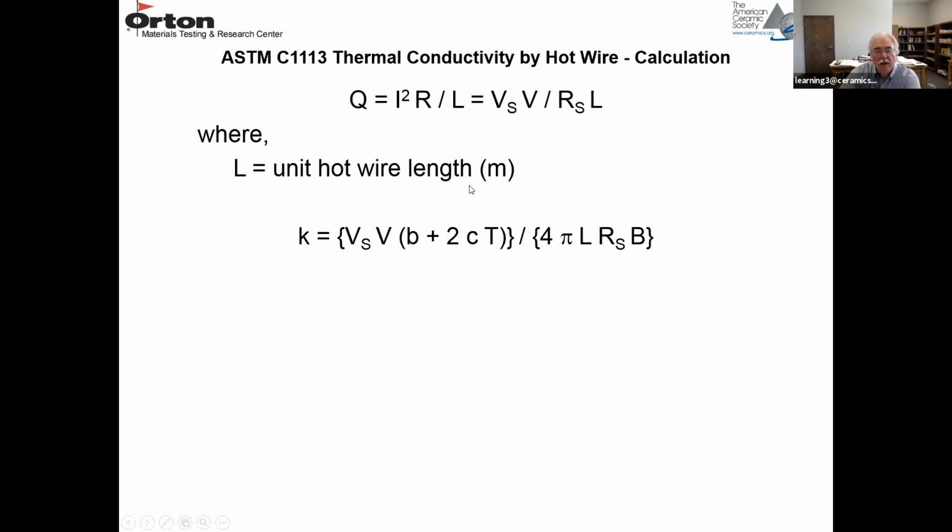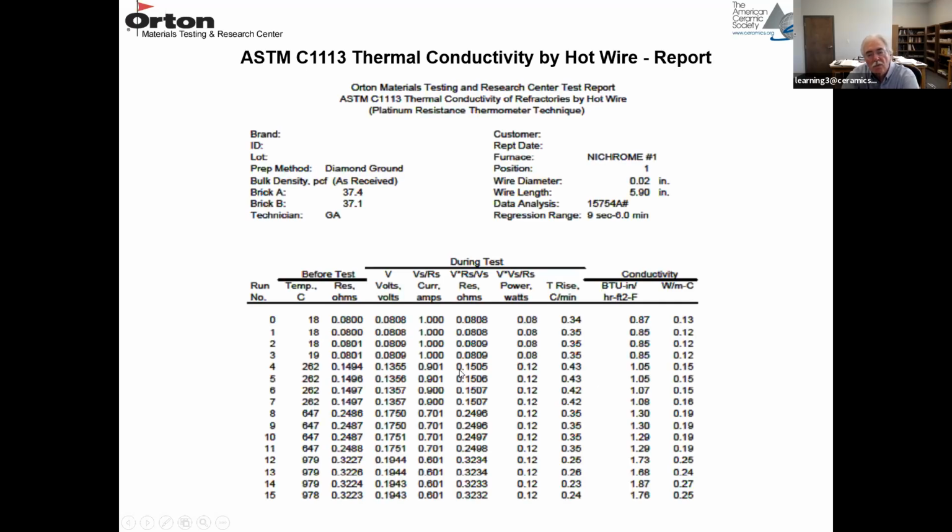L, as I mentioned, is the length of the hot wire between the voltage leads. And substituting everything in, we have an equation for K. We can measure the voltage across the standard resistor, across our platinum wire and our sample. We calculated the constants B and C. We know the temperature. We know the gauge length of the hot wire. We know what the standard resistor is. And B is the slope of our resistance versus log of time plot. So when you make all those measurements and calculate, you get the conductivity at a constant temperature.